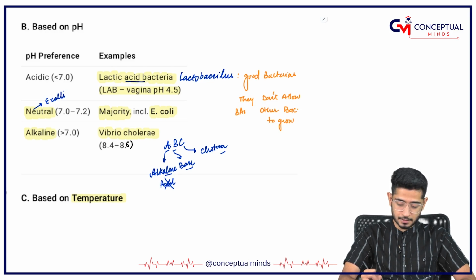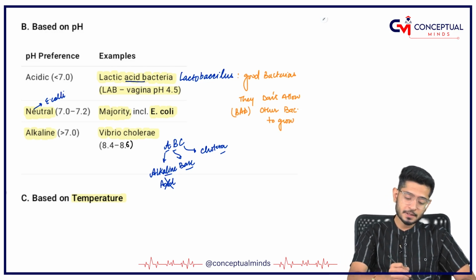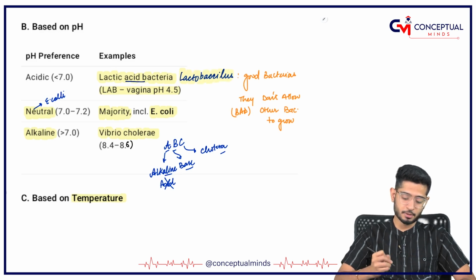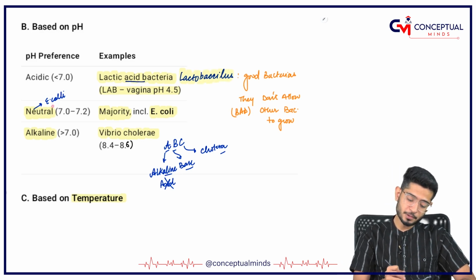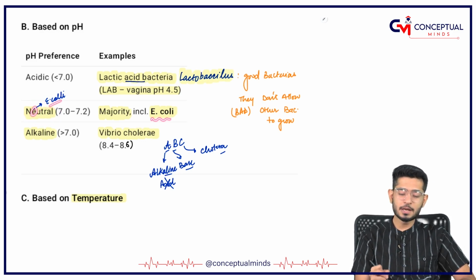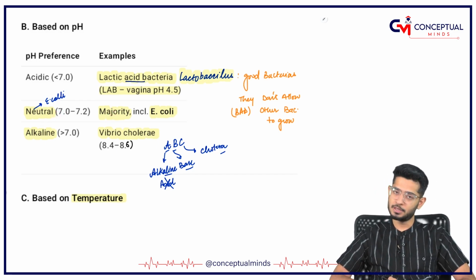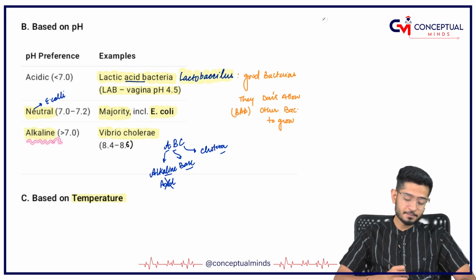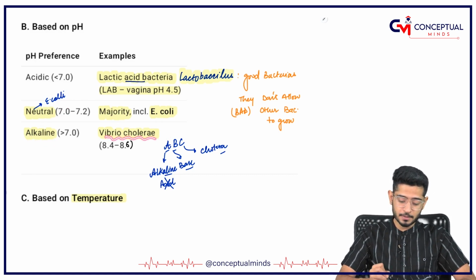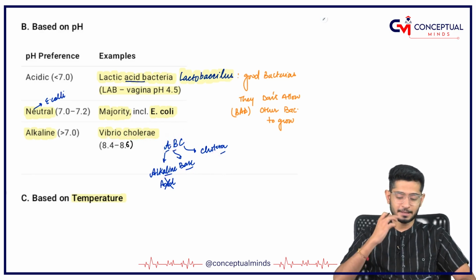Other means bad bacteria. That's why lactic acid bacillus is very important. Coming on to neutral. So neutral has got E. coli. E. coli is a fan of neutral pH. In fact, the majority of bacteria are going to grow in the neutral pH only. Coming on to the alkaline pH, Vibrio cholera. So A, B, C mnemonic: A for alkaline, B for basic, C for cholera. Vibrio cholera prefers to grow in alkaline pH.